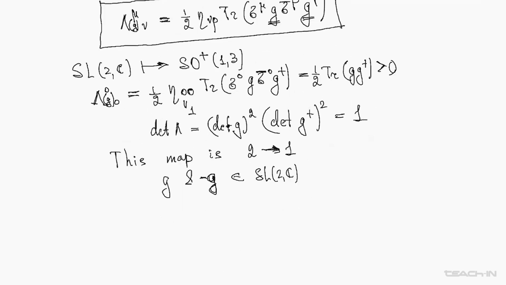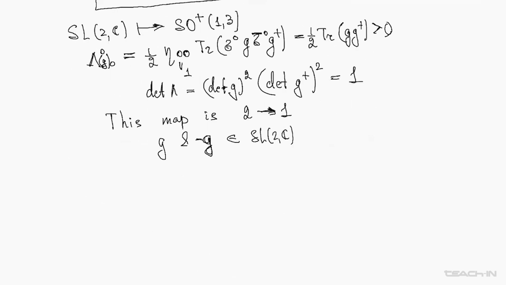And so this means that we have this map 2 to 1. So two elements of SL2C go to one element of SO plus 1,3. And moreover, it is known that the group SL2C is simply connected, while SO plus 1,3 is not simply connected.